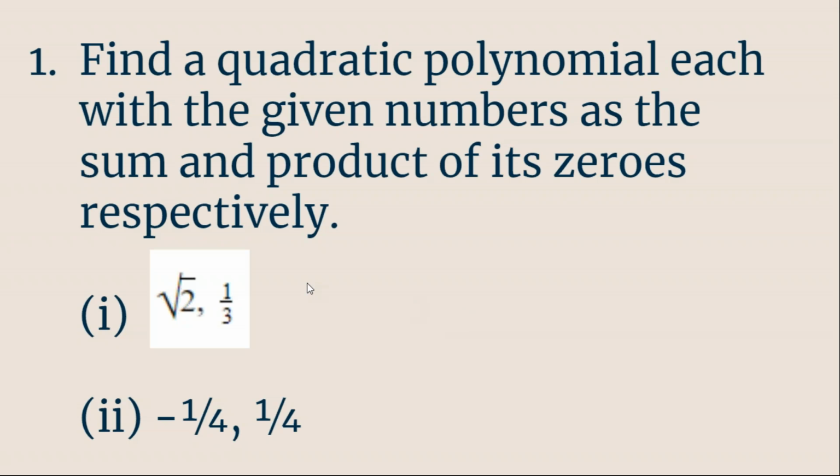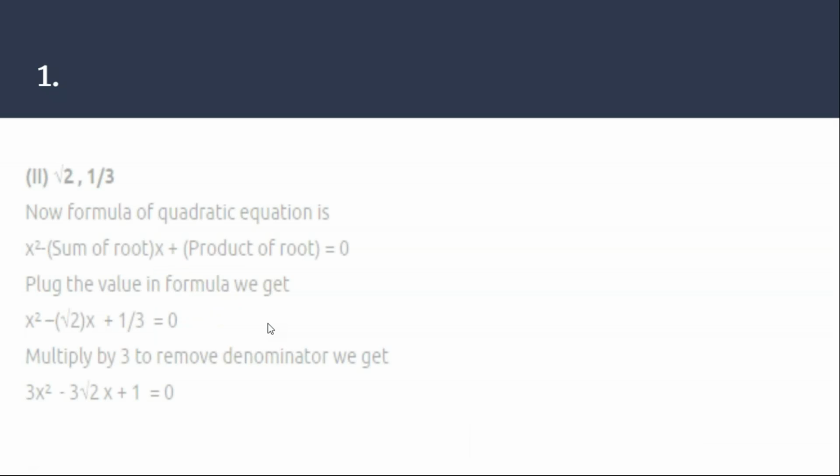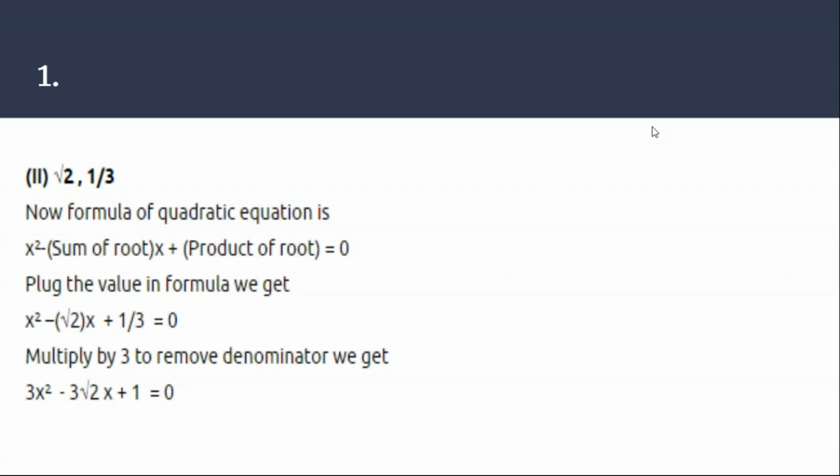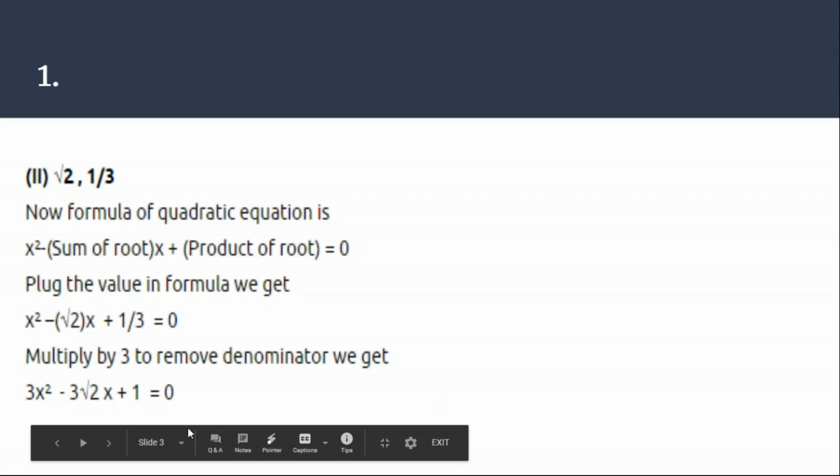Okay, all those of you who are not getting it, I'll show you the solution for the first one. Then try doing the second one on your own. So this is it. You know the quadratic equation can be expressed as x square minus (alpha plus beta)x plus alpha into beta is equal to 0. Just substitute the values of alpha plus beta and alpha into beta, and then you multiply the equation by 3 to get rid of the denominator, and you will get the answer as 3x square minus 3 root 2x plus 1. Okay, easy, right? Now try to solve the second one.